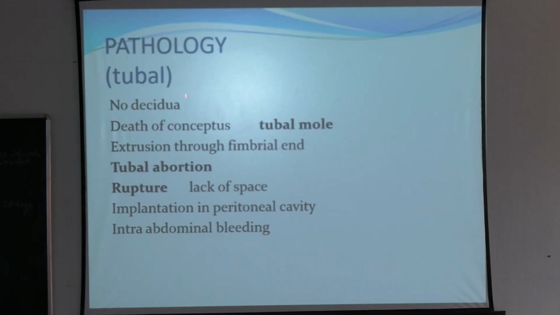Because there is no decidua, nutrition is lacking, so there may be death of the conceptus at the very early period. Not only that, there will be bleeding at the choriodecidual space, so the conceptus is surrounded by blood and is dead, so it is nothing but a mass, and that is called tubal mole. A dead conceptus surrounded by blood within the tube is called tubal mole. That is one of the fates of ectopic pregnancy.